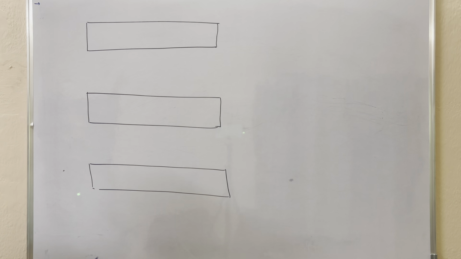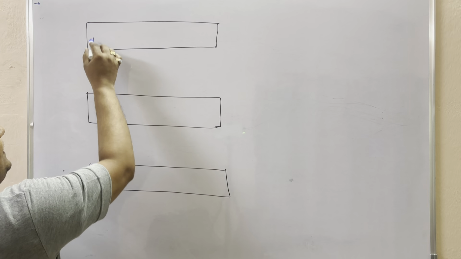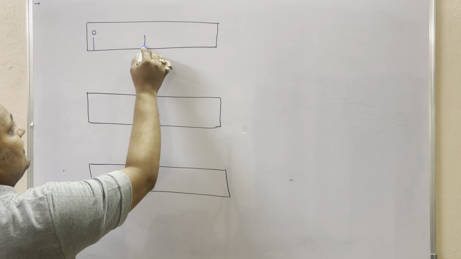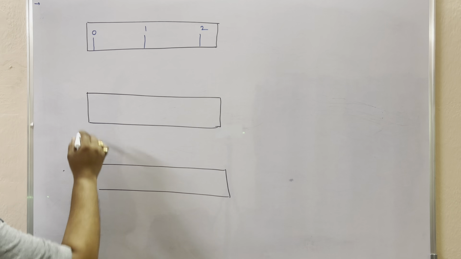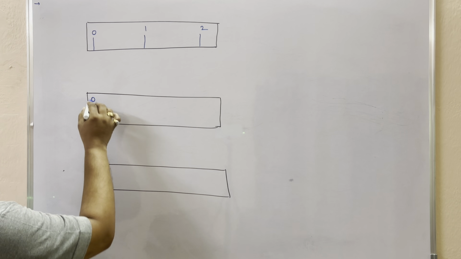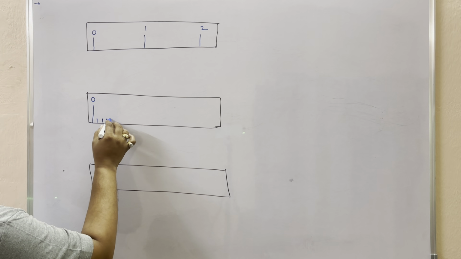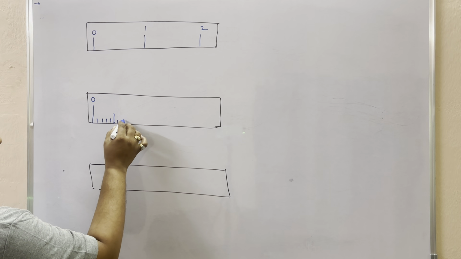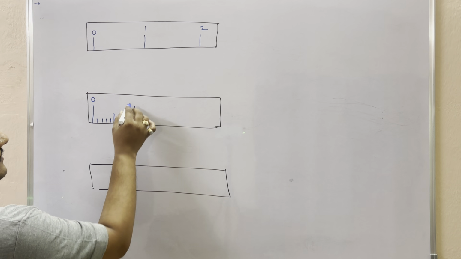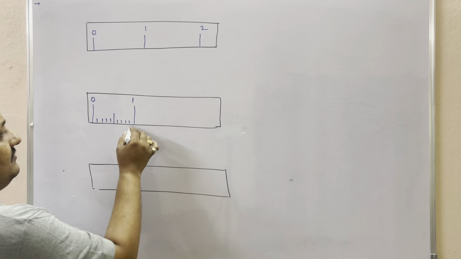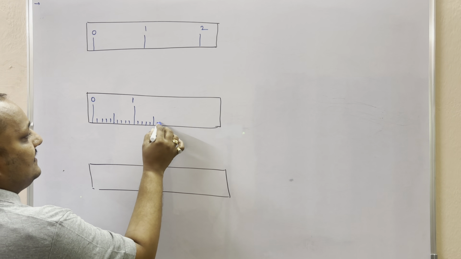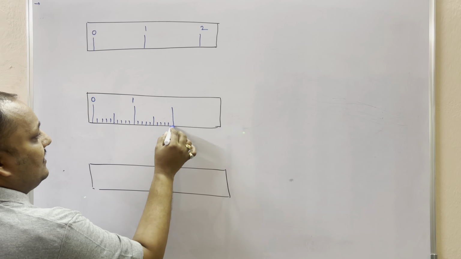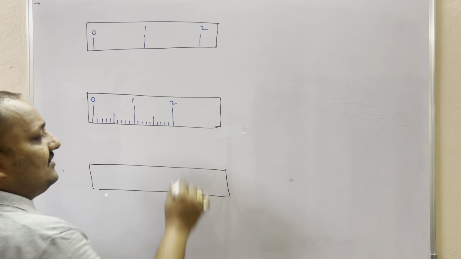So in your scale, the initial value is 0, later 1, later 2. Next, starting from 0, then 1, 2, 3, 4, 5, 6, 7, 8, 9, 10. This is 1. Again, 1, 2, 3, 4, 5, 6, 7, 8, 9, 10. This is 2. Like this, it is going to be divided.